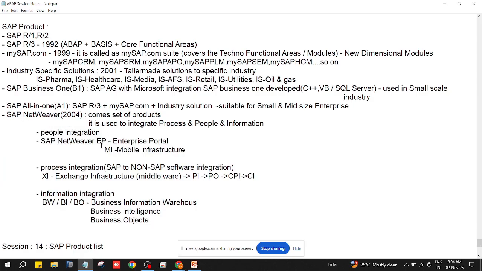If you look at EP, Enterprise Portal, this runs and is integrated with Java only. Through Java these portals are developed. Some types of Web Dynpro support Web Dynpro scripts: Java-supported Web Dynpro and ABAP-supported Web Dynpro. Both are there. This way many products were launched, to integrate people, process, and information.